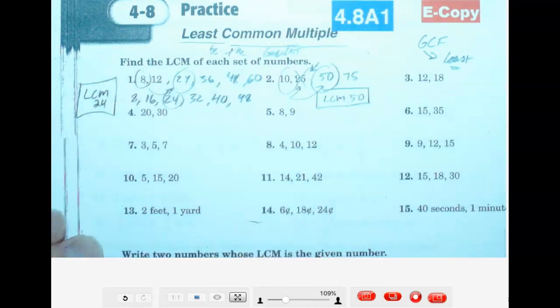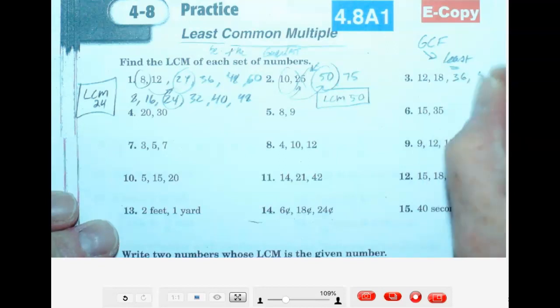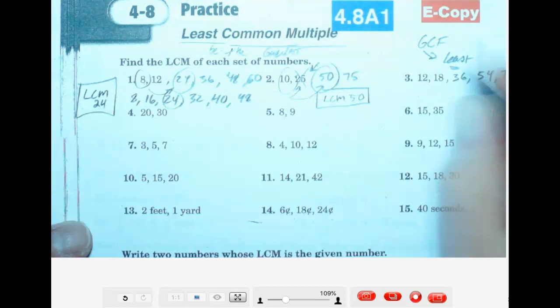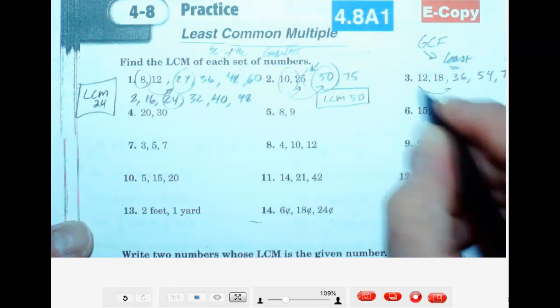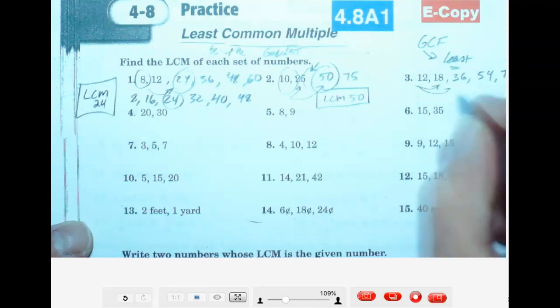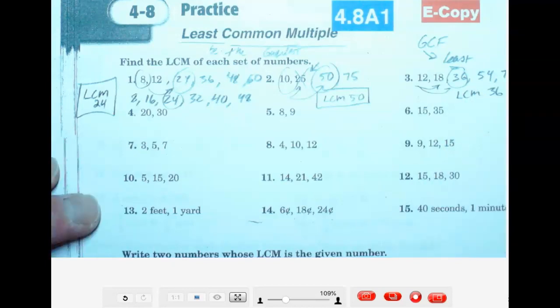Okay? 12 and 18. Well, 18, 36, 54, 72. All right, now we're seeing, does 12 fit into 36? Well, actually, first say, does 12 fit into 18? No, it doesn't. Does 12 fit into 36? Yes, it does. The LCM is 36. And if you don't know, use your calculator to do these. That's fine too. How do you do one with 3 numbers?